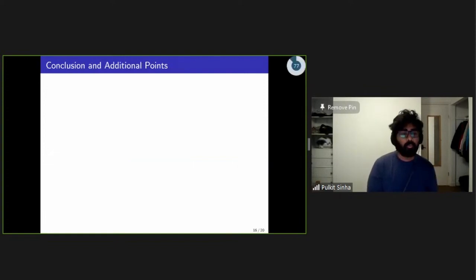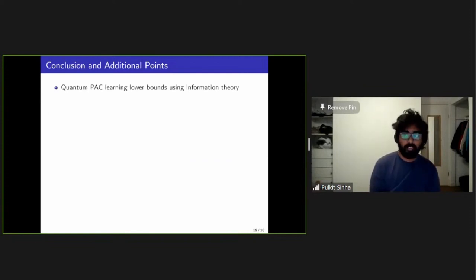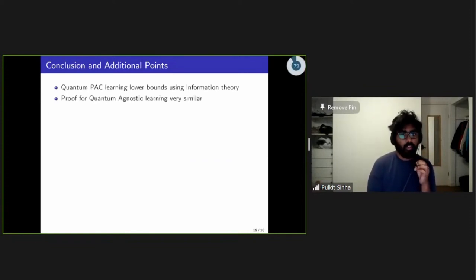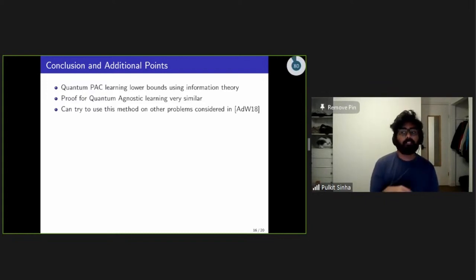Now, I would like to conclude with the following points. So we have given quantum PAC learning lower bounds using information theoretic techniques. Now, what I did not describe here was that the proof for the lower bounds for quantum agnostic learning looks very similar to the proof for quantum PAC learning described here. We also believe that this technique will also work on other problems considered by the work by Arunachalam and de Wolf.